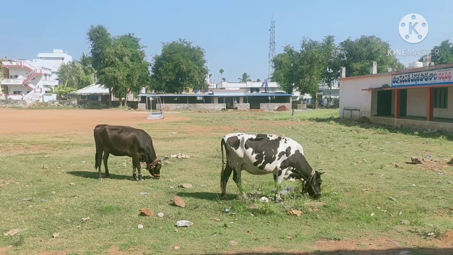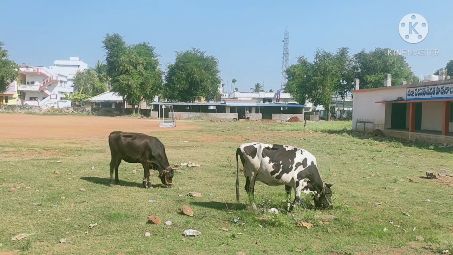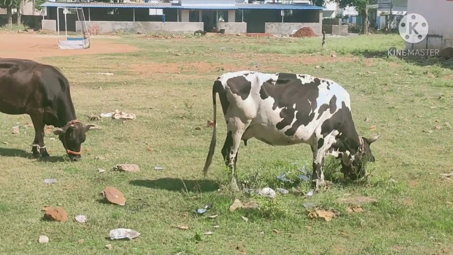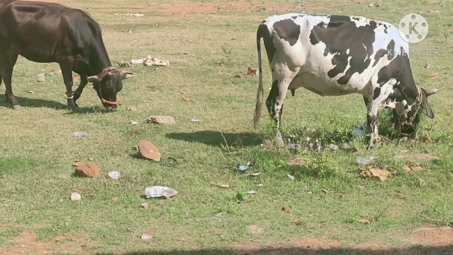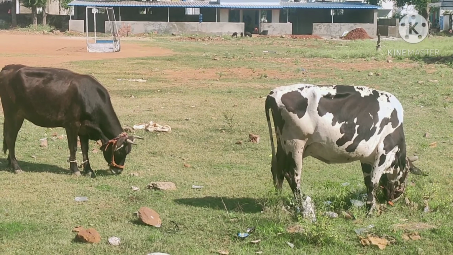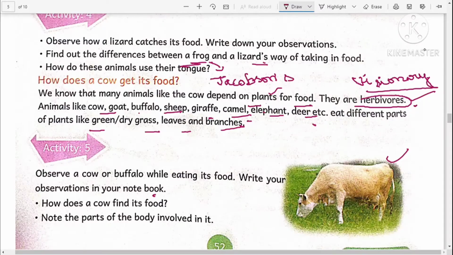So activity 5. Observe a cow and buffalo while eating its food and write your observation in your notebook. How does a cow find its food? Cow finds its food by using the sense of smell. That means seeing and smell. Sense of smell.